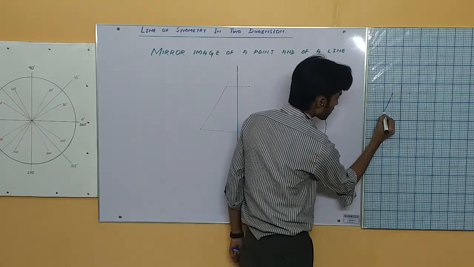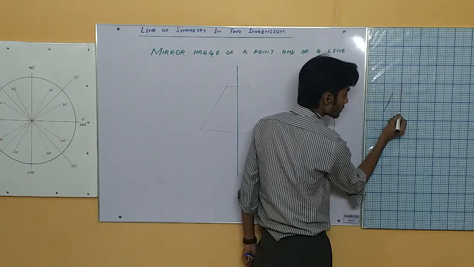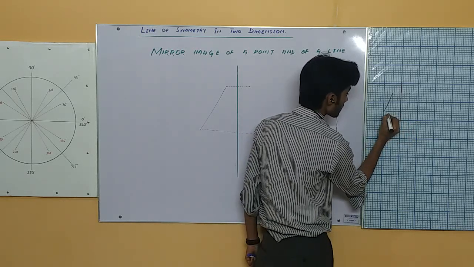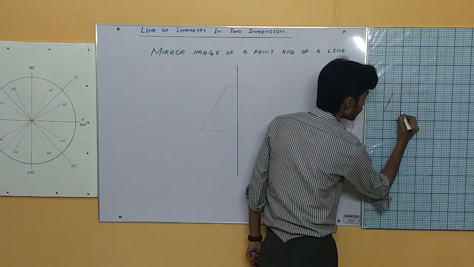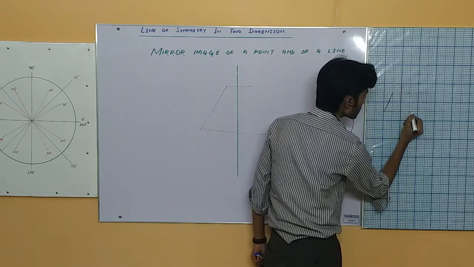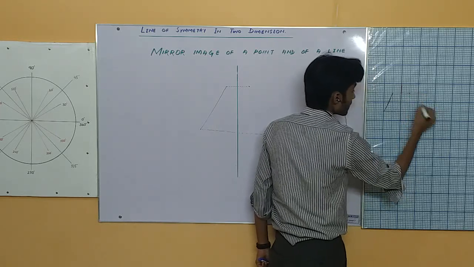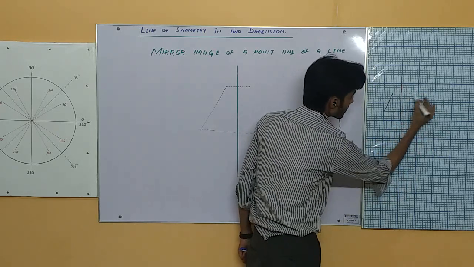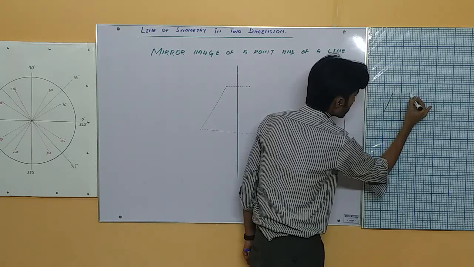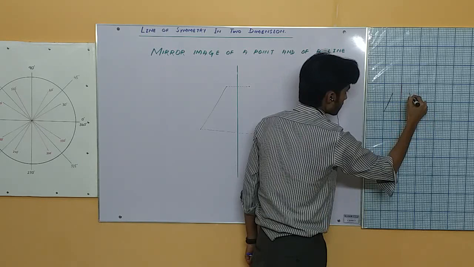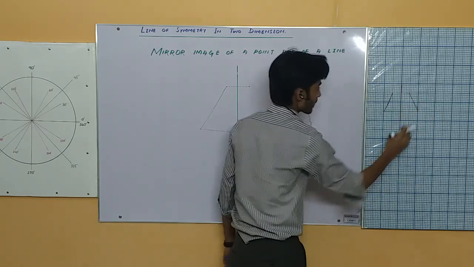Okay. And then what about this point? How far apart is this point from the axis of symmetry? 1, 2, 3, 4, 5, 6, 7, 8, 9, 10. So 10 units on the other side. This is where the point is. And now I've got the points. I can just join this point with this one.